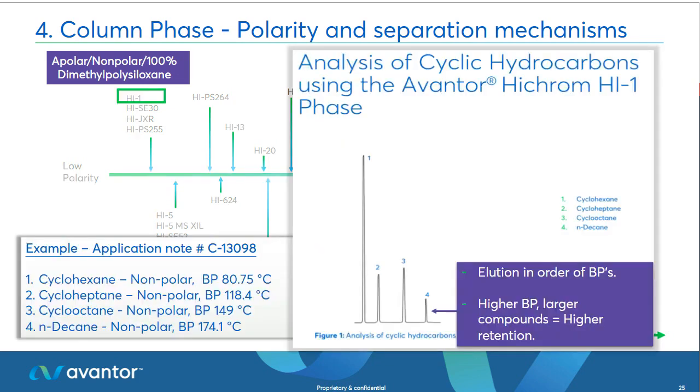So when we have a look at some chromatograms, for a non-polar column, the HP-1 column, we had a look at some cyclic hydrocarbons. And you can see the analytes of interest on the left-hand side, and you can see them in boiling point order, and they have eluted in this order as well. So the higher the boiling point, the larger the compound, and then the higher the retention, and they elute last with the higher boiling point.